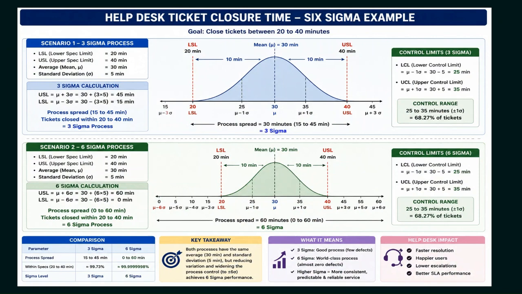So as you see, this helps us with closure time. There are certain things you need to learn here. That is LSL, the lower specification limit. USL, the upper specification limit. Mu, the average, that's the mean.